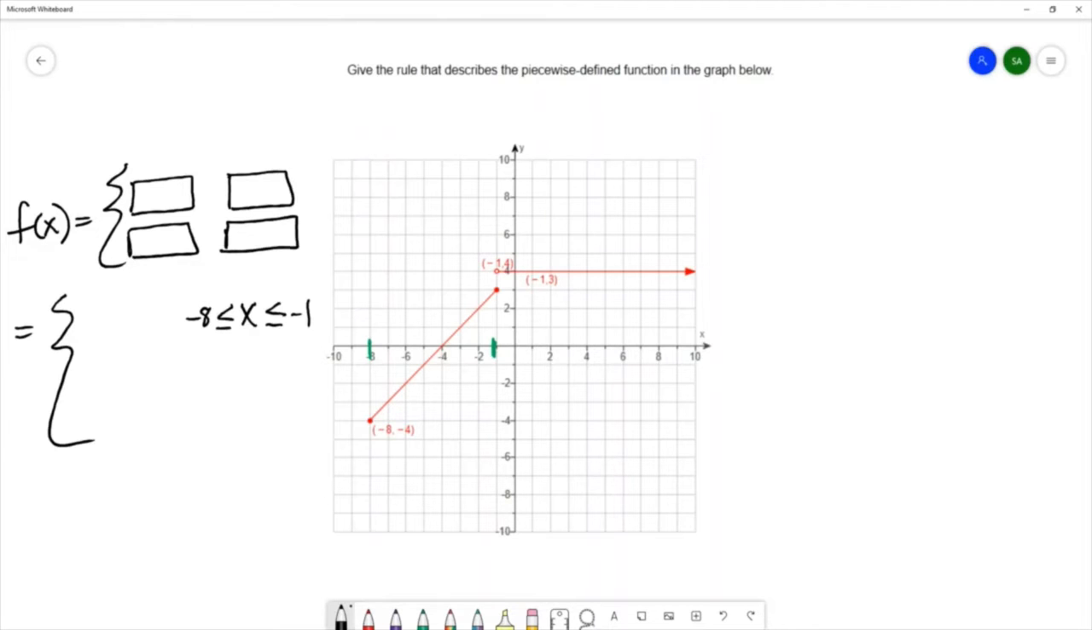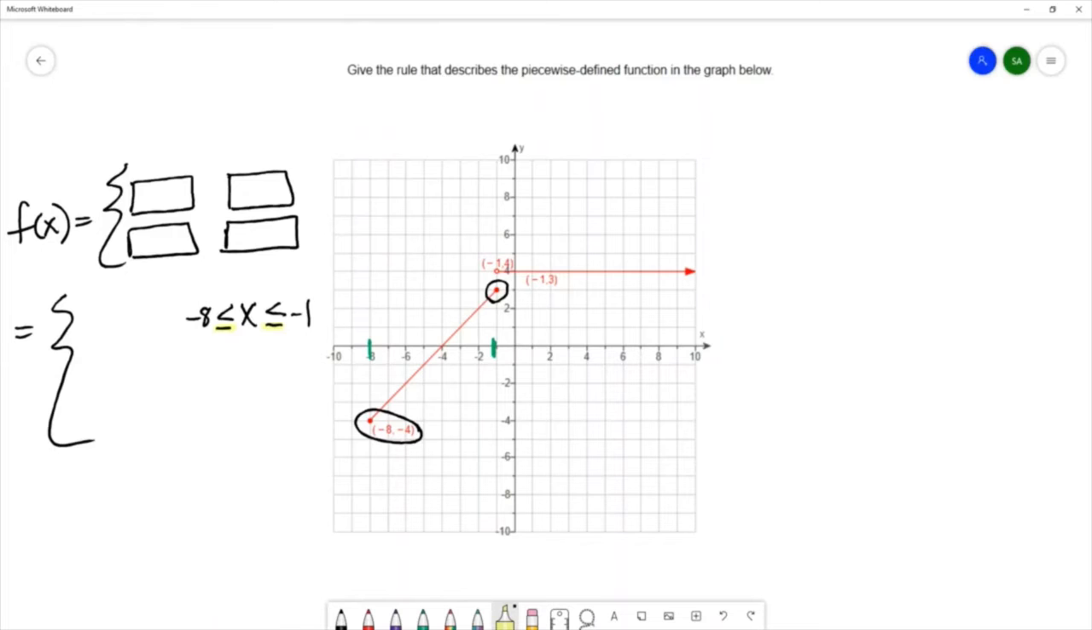You'll notice that I also put the lines underneath the inequality symbol to indicate that the endpoints will also be used for this line. I did that because this endpoint has a filled-in dot and this endpoint has a filled-in dot. So the endpoints will be included, and that's why we have these lines here.